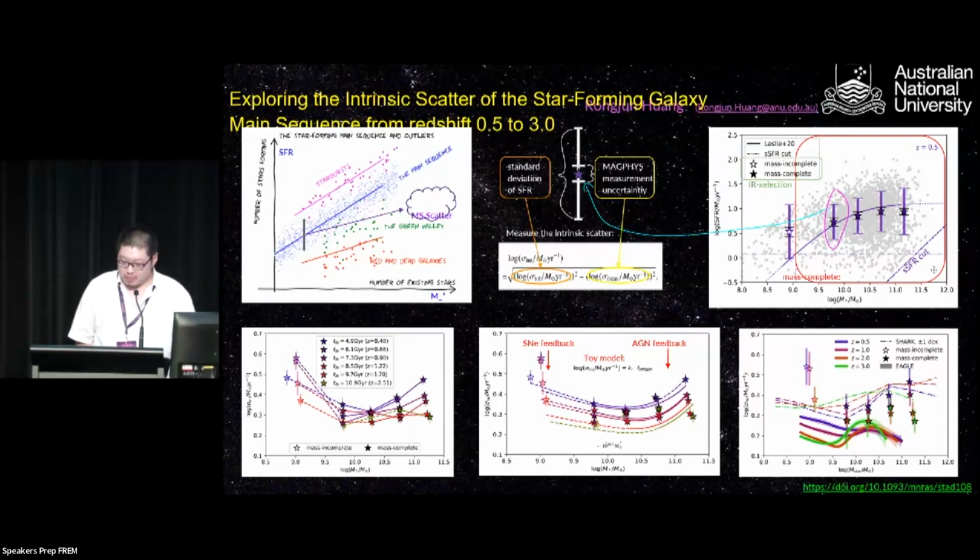So today I'm happy to share the indicator of the star-forming galaxy main sequence at redshift 0.5 to 3. If you look at the upper left panel, when you plot the star formation rate versus the stellar mass, you can see the star-forming galaxies lie on the sequence, which is the star-forming main sequence.